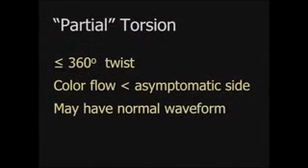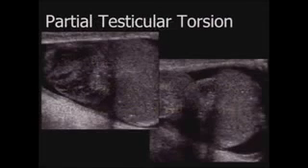Partial or incomplete torsion is generally defined as less than a 360-degree twist. And importantly, the color flow may be present, but it's going to be less than the asymptomatic side. And while waveforms may be abnormal, you may have higher resistance, you may have variance in venous outflow, I've also seen enough cases with normal waveforms that I don't think you can count on that.